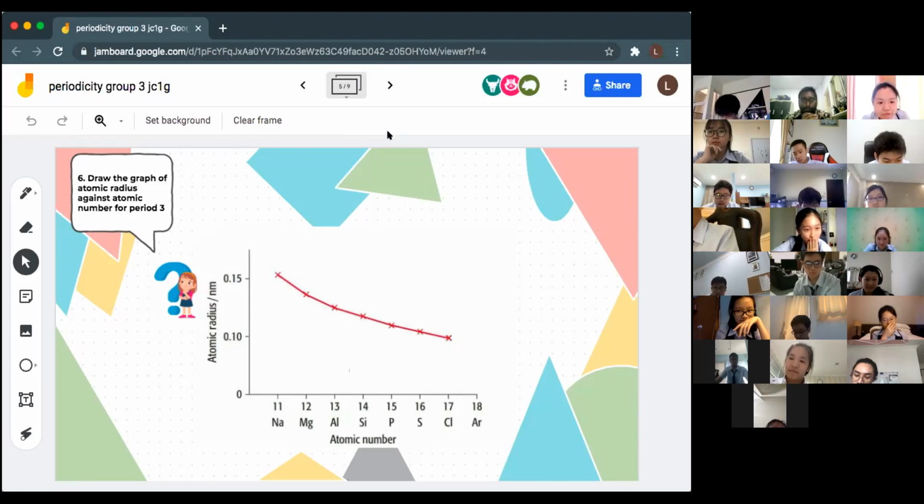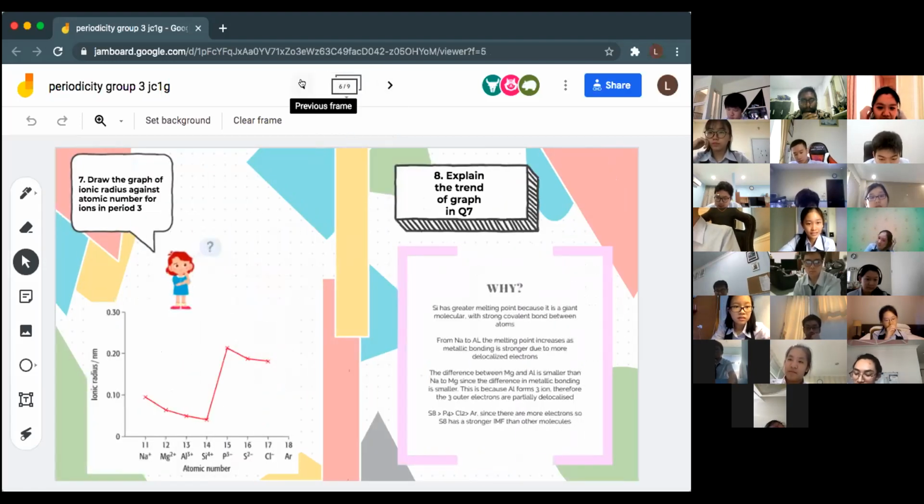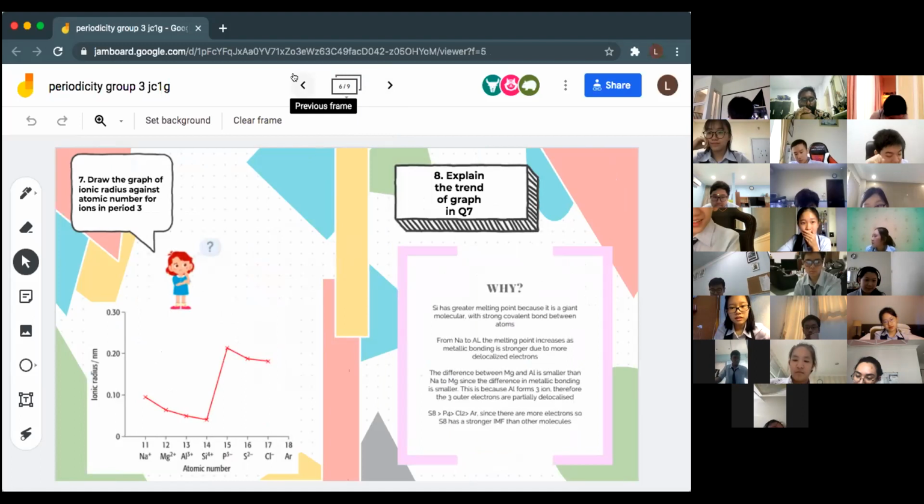On the left side, we can see the graph of atomic radius against atomic number for period 3. We can see that the atomic radius is decreasing as the atomic number increases. On the left side, we can see the graph of ionic radius against atomic radius for group 3, and Kira is going to further explain the graph.